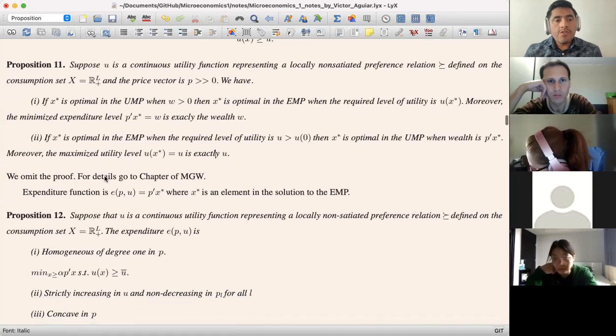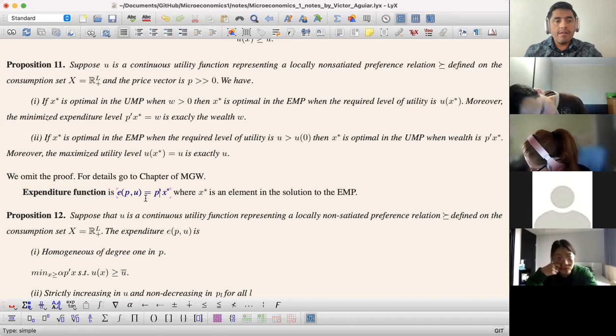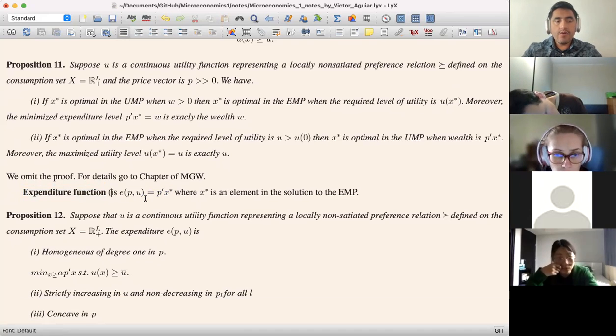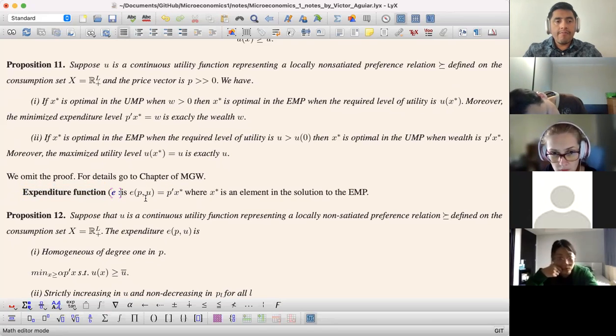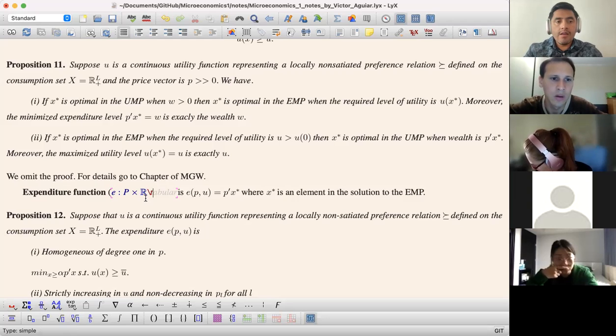Important part. So expenditure function. The expenditure function, right, is a mapping. You do it like this, so we are clear. From the space of prices and the space of utilities, which is the real line, right, to the real line.